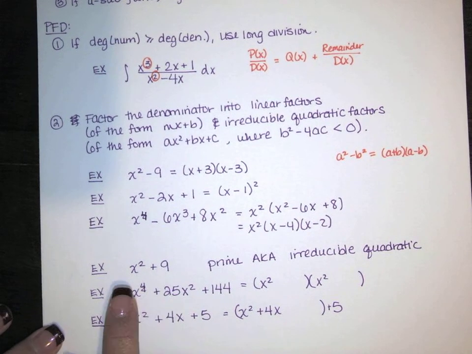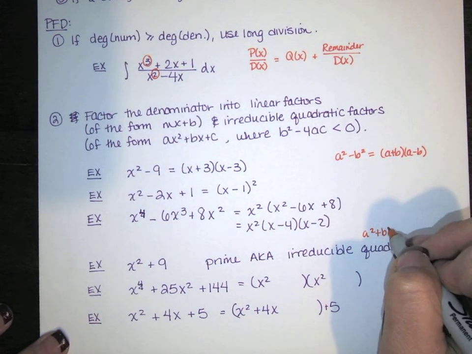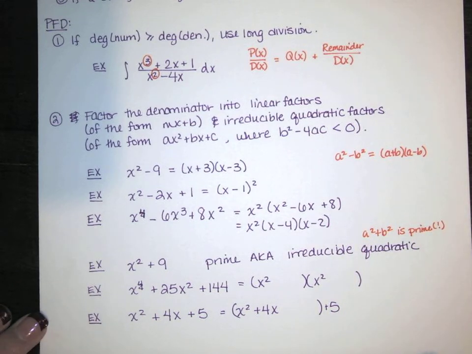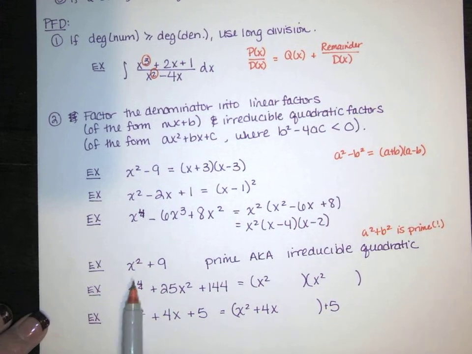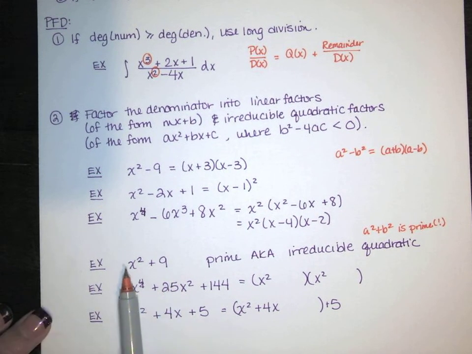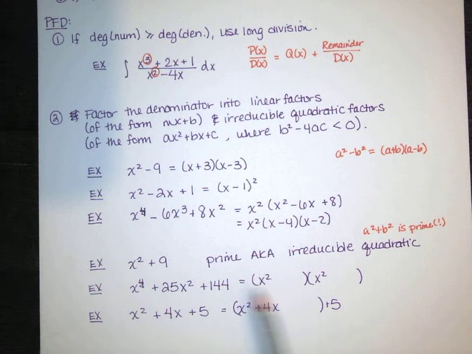Now this is a sum of squares. A squared plus b squared is prime. And prime is another way of saying it's an irreducible quadratic. This is actually the form of most of our irreducible quadratics in this class. It's going to be your variable squared, x squared or u squared or something like that, plus a constant. If you see that, then you know it's an irreducible quadratic.